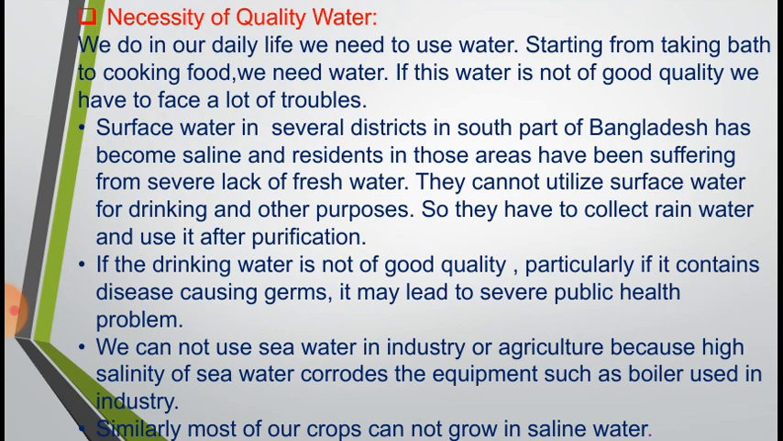So they have to collect rainwater and use it after purification. If the drinking water is not of good quality, particularly if it contains disease causing germs, it may lead to severe public health problems. We cannot use seawater in industry or agriculture because high salinity of seawater corrodes the equipment such as boilers used in industry. Similarly, most of our crops cannot grow in saline water.